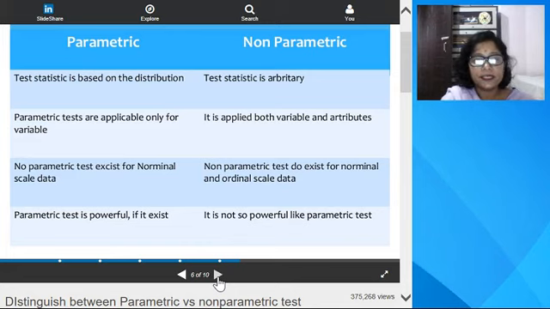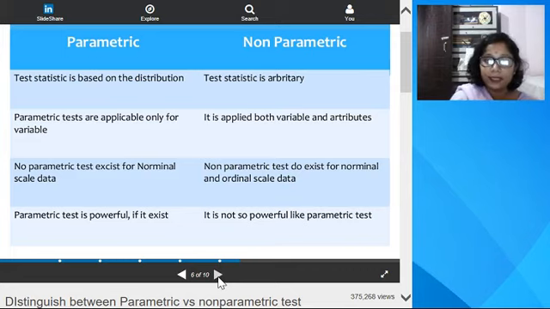Next point of difference is parametric tests are applicable only for variables. You know variable? I am giving one example of variable. Suppose a researcher wants to study the relation between socioeconomic condition and the academic achievement of high school students. In this research, two variables are there. One is socioeconomic condition, the second variable is high school academic achievement.